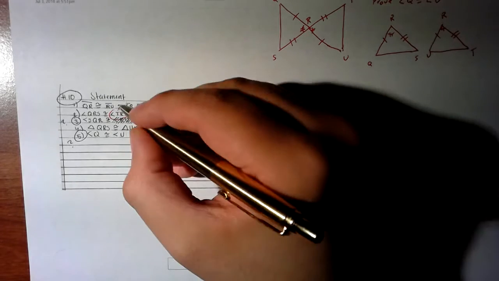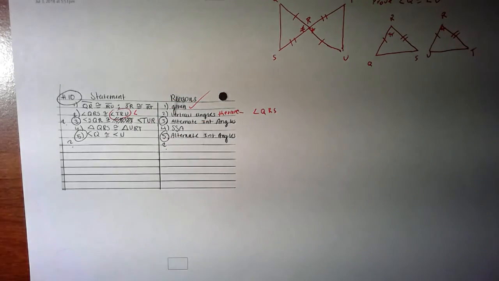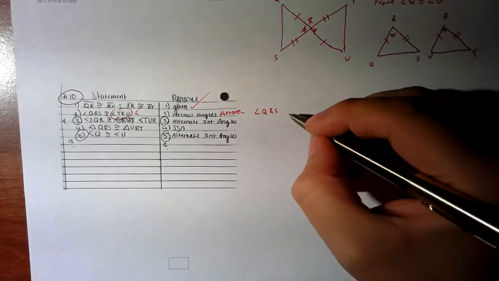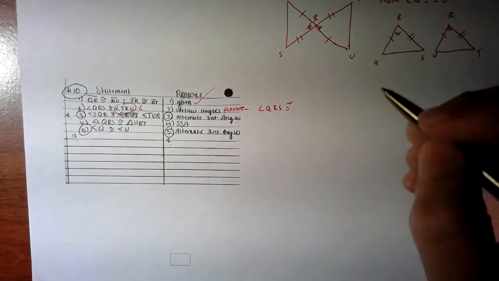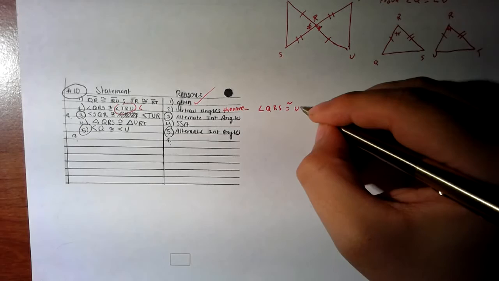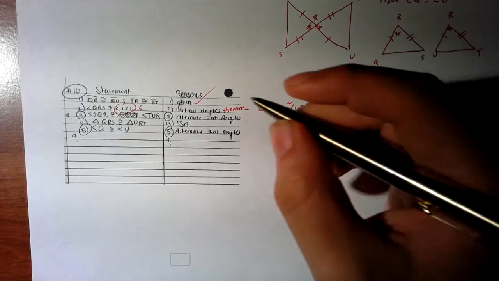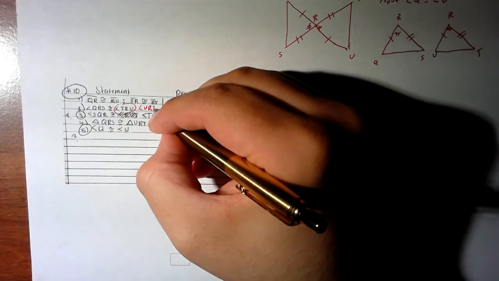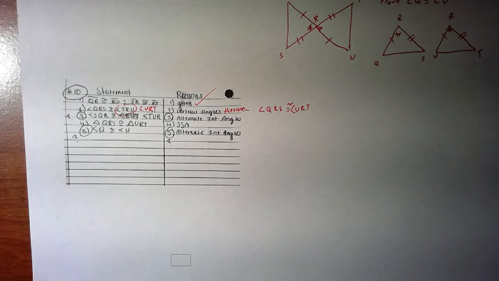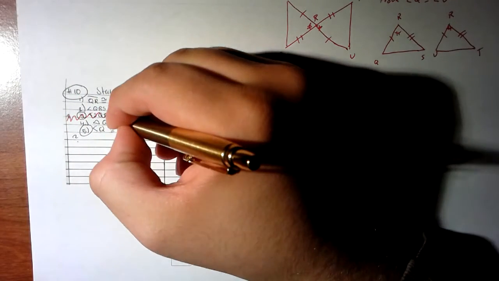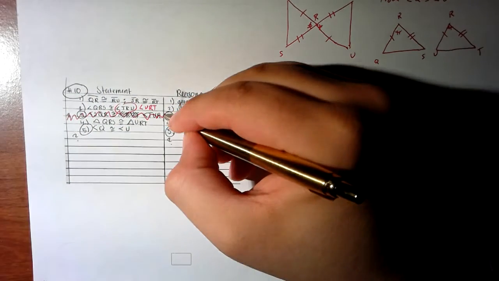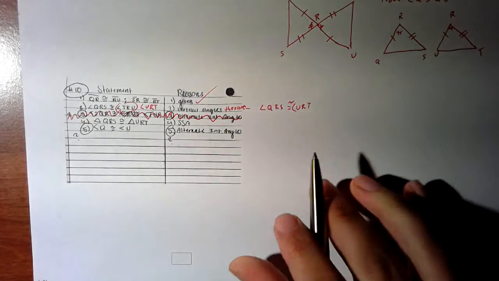So really this one should be angle Q. What did I write? Let me do that one again. Angle QRS is congruent to angle URT. So that's angle URT. Okay. All right. The third line, incorrect. The whole thing's incorrect. Why is that whole thing incorrect?